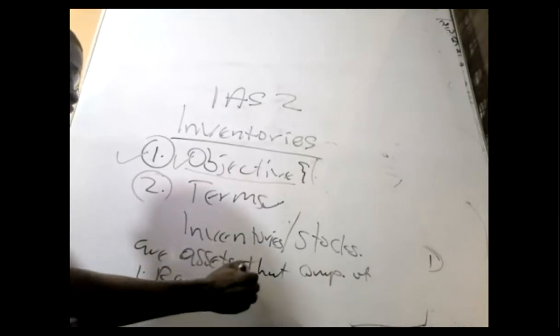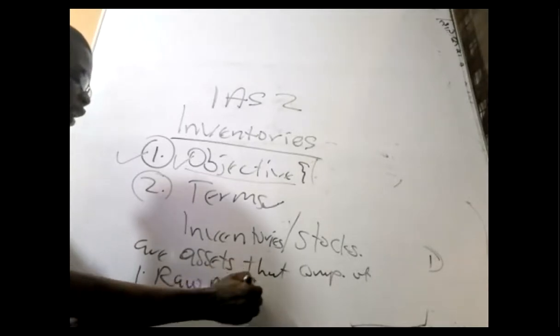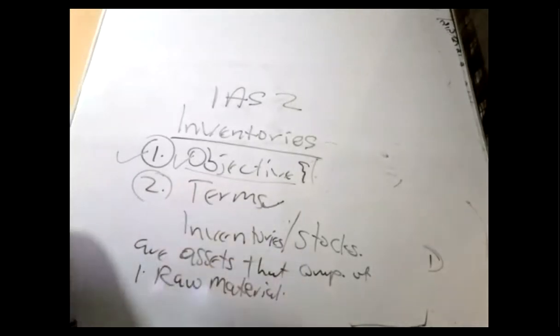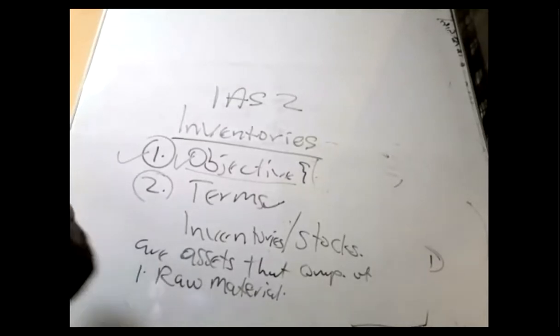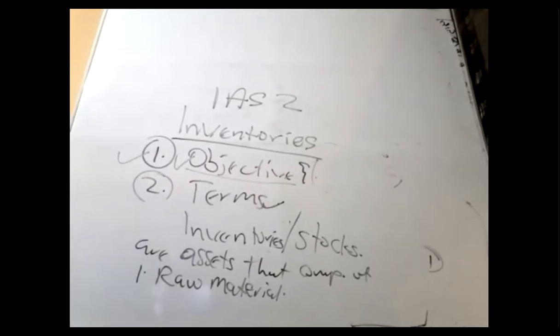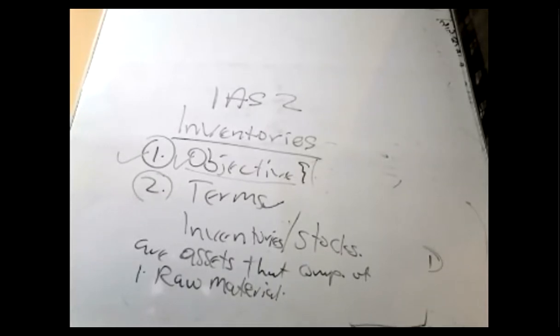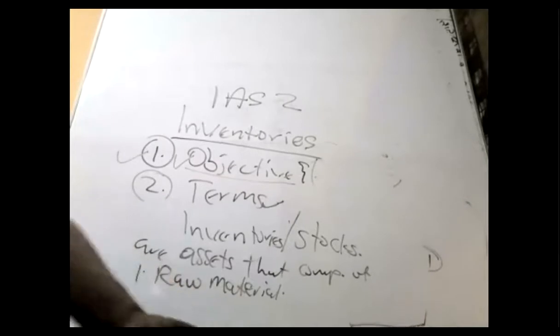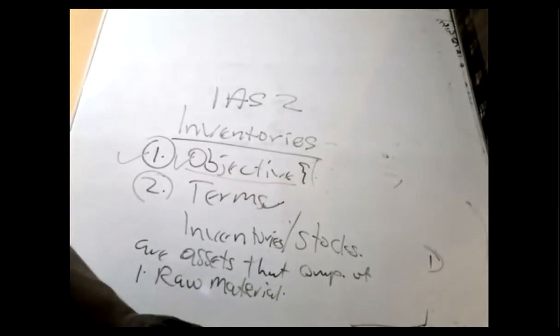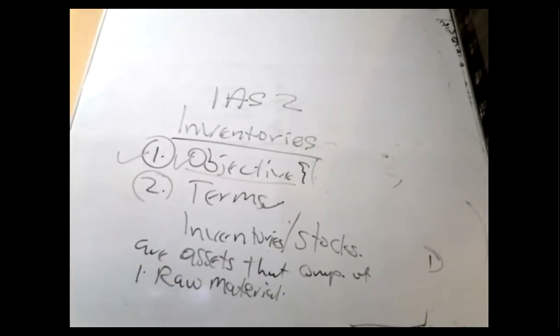So if you are a manufacturing company, or let's say a bakery firm, an industry or a factory, and there's some leftover flour, it should be part of your inventory. It should be part of your stocks. Good, because it has not been consumed yet. Until you consume it, it's not an expense. Take note: expenses are consumption.